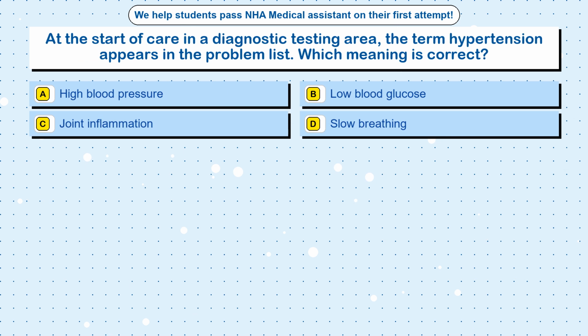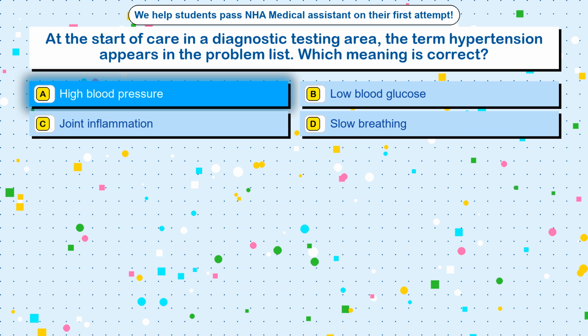Question 78. At the start of care in a diagnostic testing area, the term hypertension appears in the problem list. Which meaning is correct? Option A, high blood pressure. Option B, low blood glucose. Option C, joint inflammation. Option D is slow breathing. The correct answer is option A, high blood pressure.